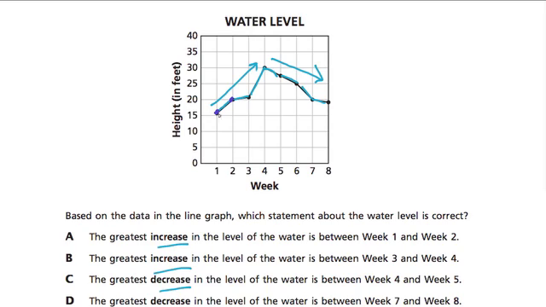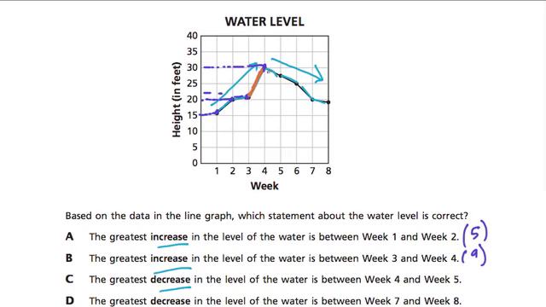And if we're unsure, of course, we can figure it out. Here, the water at week 1 was at 15, then it rises to 20 feet. So I'm going to write next to it, that's a 5-foot increase before I make my determination. The greatest increase in the level of the water is between week 3, so here's week 3, and here's week 4. So what happens? Well, at week 3, it's a little bit above 20, so maybe 21, and then it goes all the way up to 30. So that's probably about a 9-foot increase. So that's certainly a lot more. And I'm going to say that's probably the greatest increase.